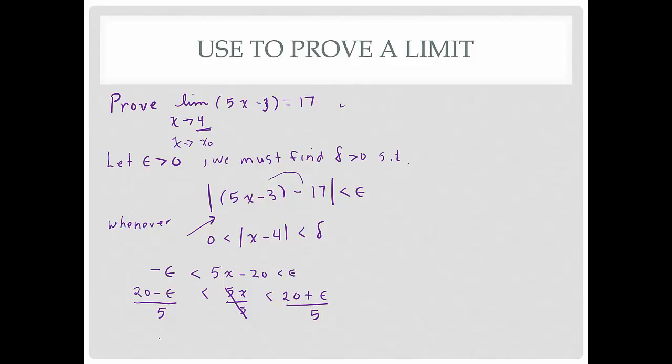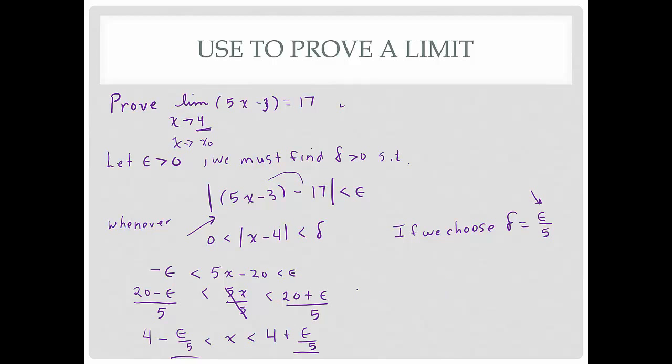So if I wanted to make this look a little better, it's 4 minus epsilon over 5, and then 4 plus epsilon over 5. So notice what's happened here: if we choose our delta to equal whatever we want our error to be over 5, notice that's these pieces right here. So no matter what epsilon equals, as long as it's greater than 0, we will always have a corresponding delta, as long as we choose it to be epsilon over 5.